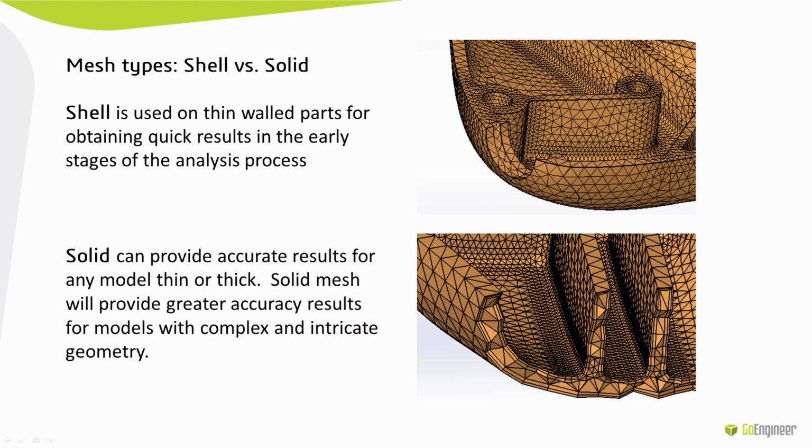So first I'll go over the different mesh types available in SOLIDWORKS Plastics. We have a shell mesh and solid mesh. The shell mesh is typically used on thin-walled parts, and we use it to obtain quick results in the early stage of an analysis process. Really, it's for a very simple part, just a simple shell or a flat plate or something like that, and just a basic analysis.